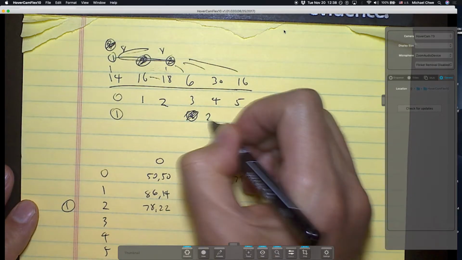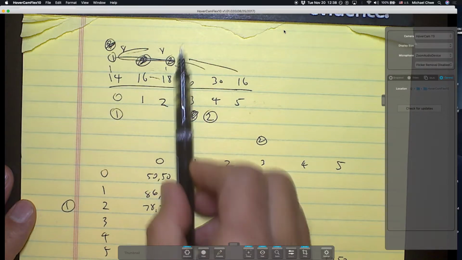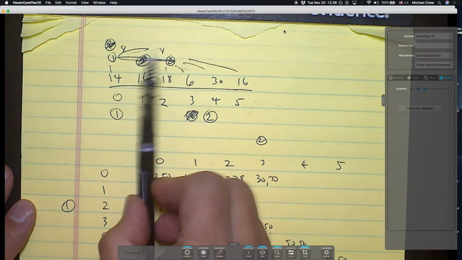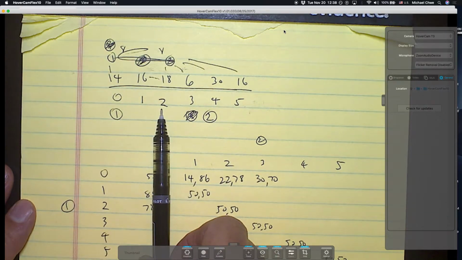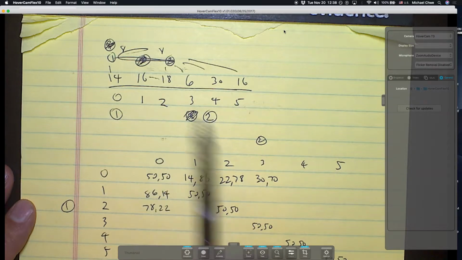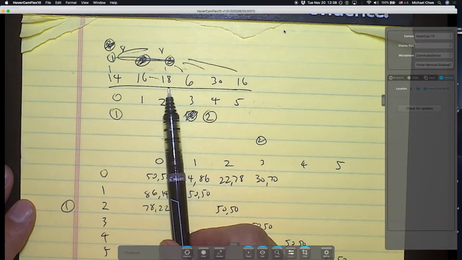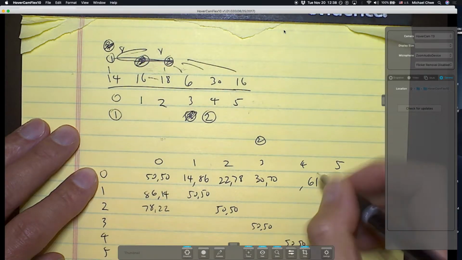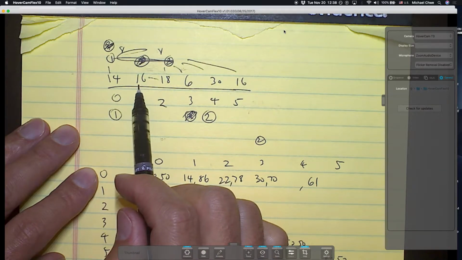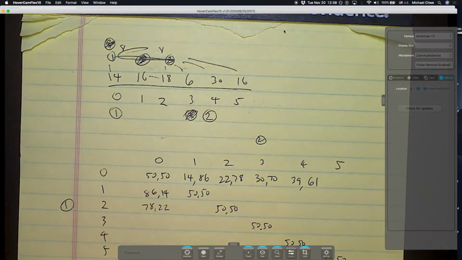How about if candidate 2 is here on 4? So now candidate 2 gets these folks, candidate 1 gets these folks, and now these people tie. Does that make sense? So candidate 2 gets 46, 52, and then half of 18, which is 9, so 61. So this is 0 for this. And I think candidate 1 gets 14 plus 16, which is 30 plus 39. Okay, does that make sense? Okay, that's pretty simple.